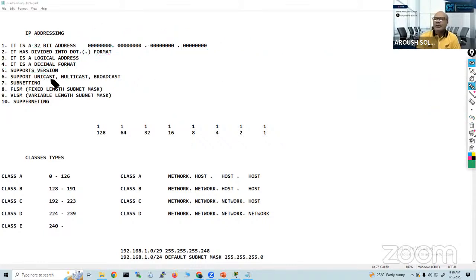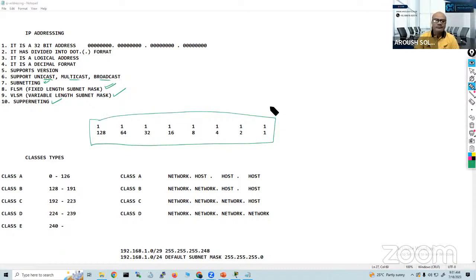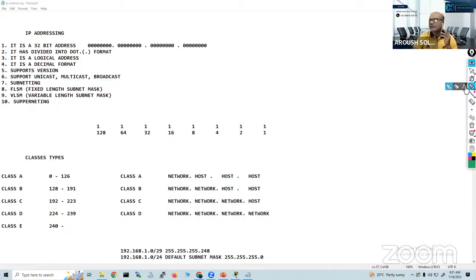Now, it supports unicast, multicast, and broadcast. I think you are familiar with unicast, multicast, broadcast. It also supports subnetting, fixed length subnet mask, variable length subnet mask, and supernetting as well. When you are going to do the subnetting part, VLSM and this thing, you should remember this for the mathematical calculation. And today I'll show you a very simple lab. So we'll do the lab as well today.